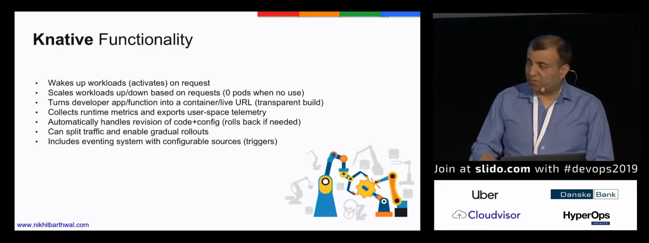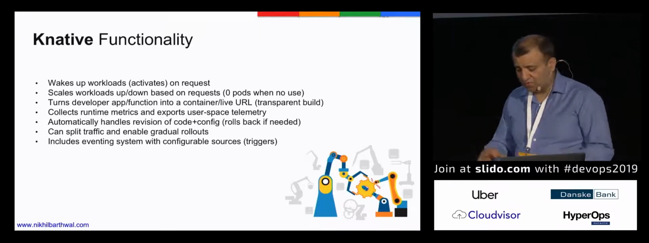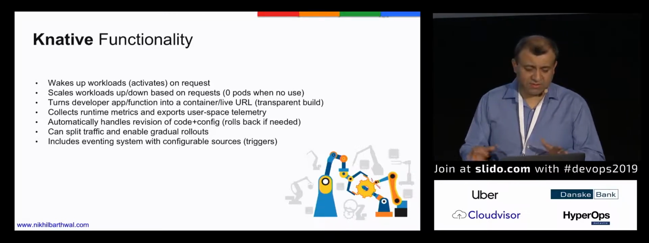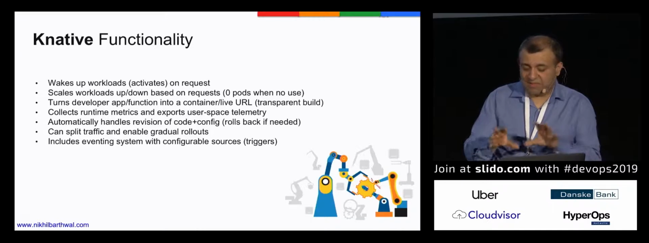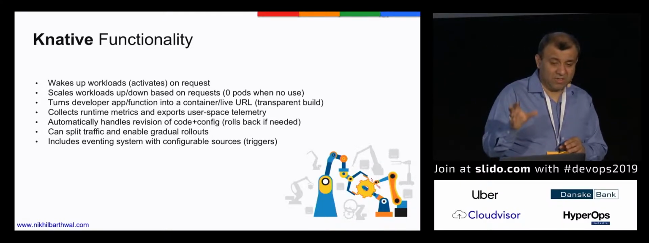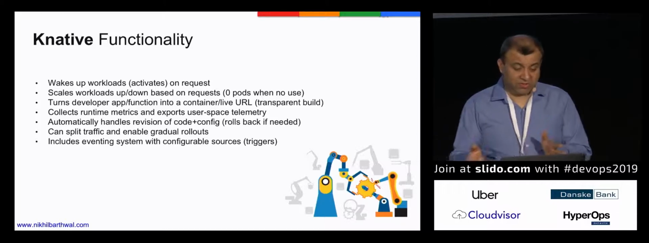Because of Istio and all the service mesh, it has a lot of telemetry and metrics collection, all that built in by default. But these are all pluggable components, right? So if you want to replace it with your own framework for collecting metrics, you could actually do that.